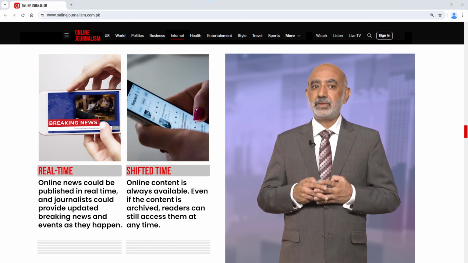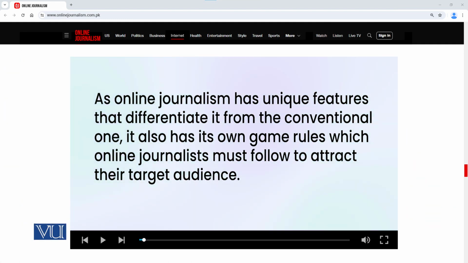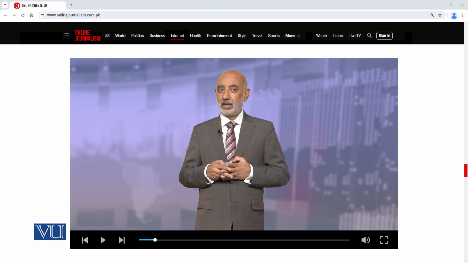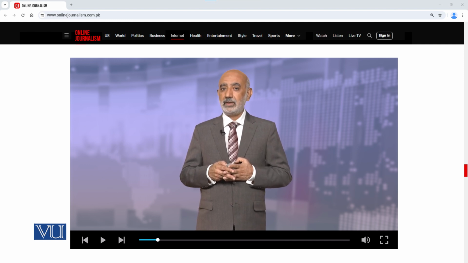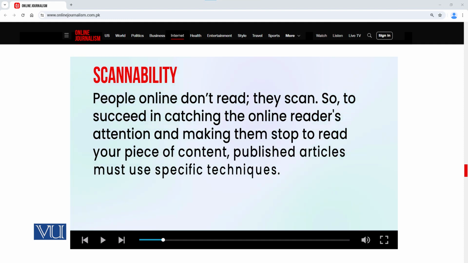And then there are certain principles. As online journalism has unique features that differentiate it from the conventional one, it also has its own game rules which online journalists must follow to attract their target audience. Number one is interactivity, as already mentioned. And then there is scannability. Scannability means people online don't read, they scan. So, to succeed in catching the online reader's attention and make them stop by to read your piece of content, published articles must use specific techniques.